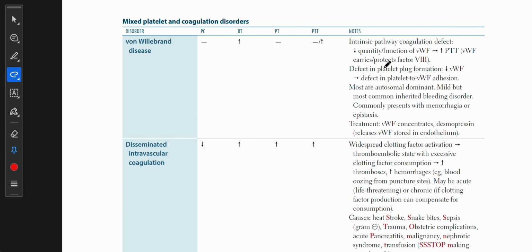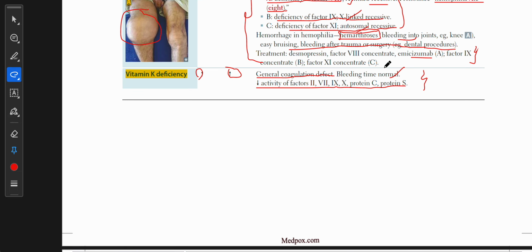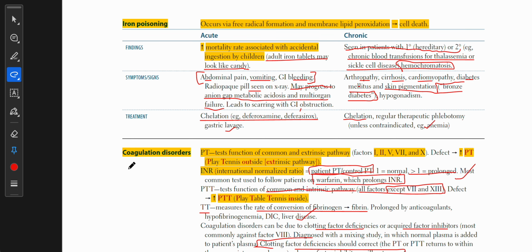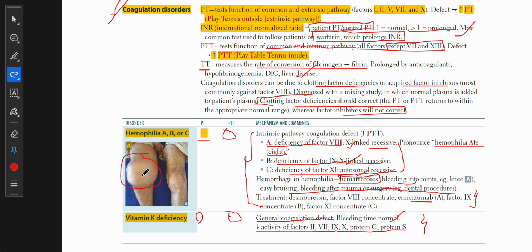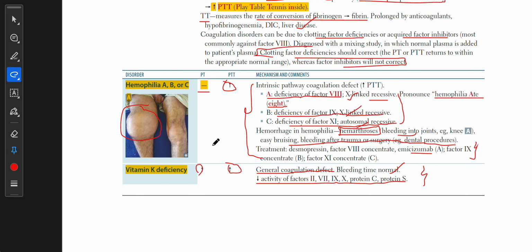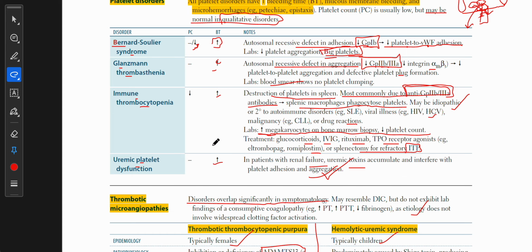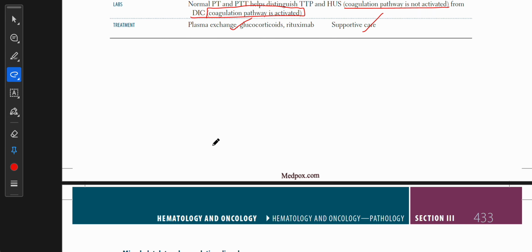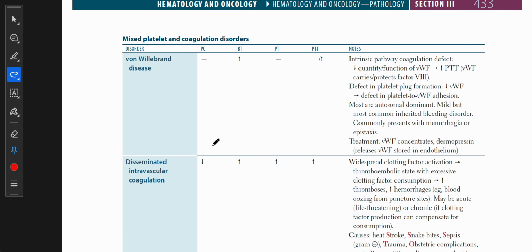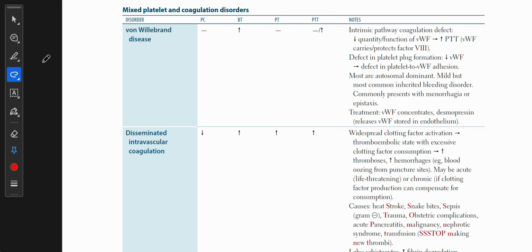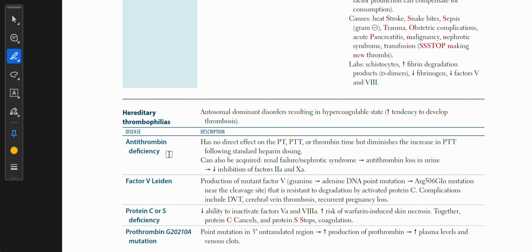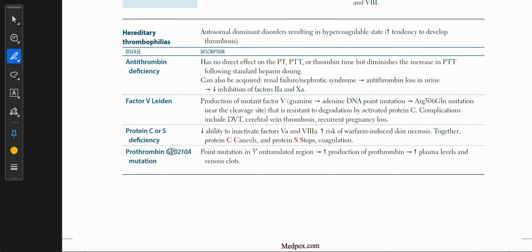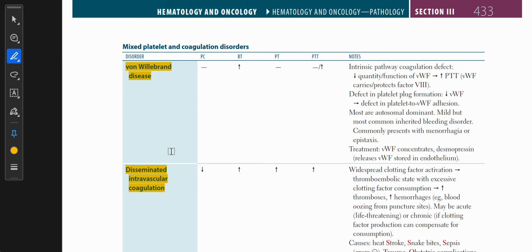So, mixed platelet and coagulation disorders, right? The difference between platelet and coagulation disorders is that in coagulation disorders there are affected factors in PT, that is prothrombin time, and partial thromboplastin time, which is PTT, but in platelet disorders the coagulation pathway is not affected. So there can be conditions where there are both platelet and coagulation disorders, like von Willebrand disease, as we had talked, and also disseminated intravascular coagulation. We'll also talk about hereditary thrombophilias in a few moments.